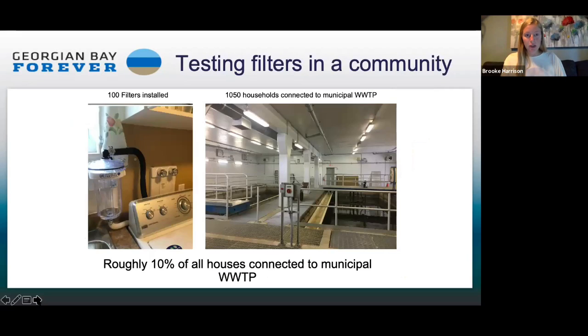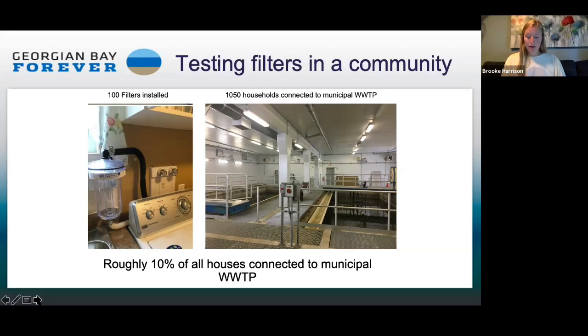So the image on your left is what these filters actually look like. It is connected to your washing machine, and a fine mesh bag goes inside the filter to collect the microfibers. Depending on how many people are in your household, and how often you do laundry, it is expected that you'll have to clean these filters about every 2 to 4 weeks. It looks kind of similar to what you would see in your dryer lint.